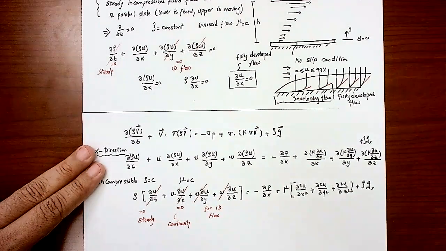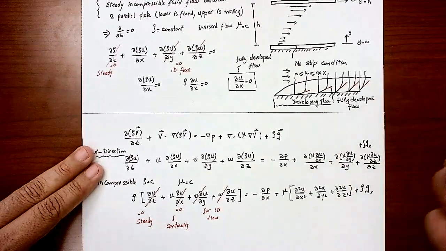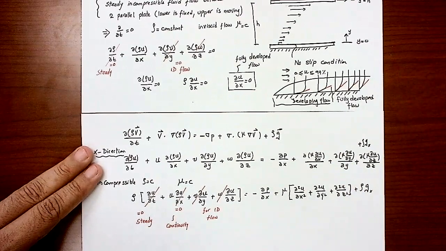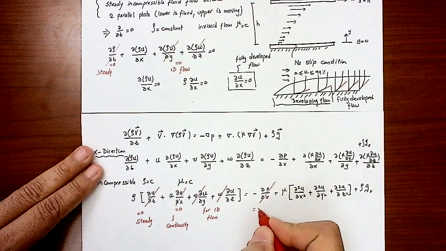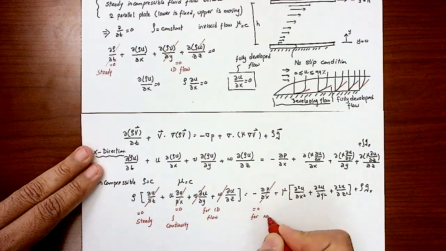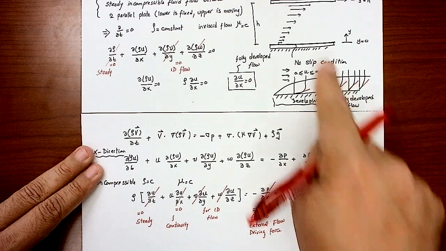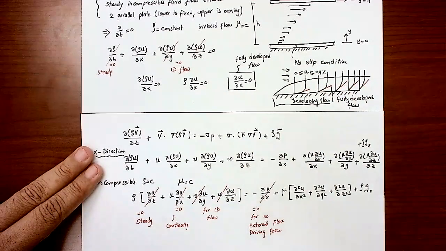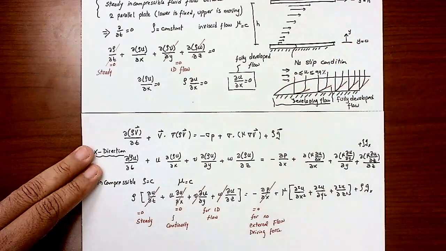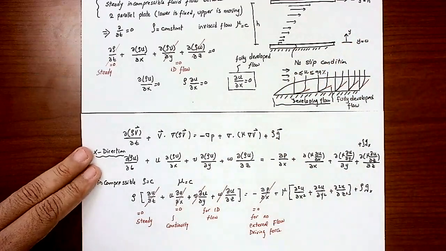Since the flow is driven by the viscous effect or the drag between the different layers, there is no external source. The pressure gradient in the X direction will actually be 0. So this is always equal to 0 for no external flow driving force. Nothing is pushing the fluid between the two plates here. It's only driven by the viscosity between the different layers, which we assume is constant. Okay, so that's why this term goes away.